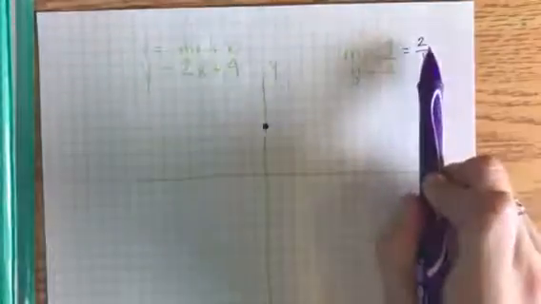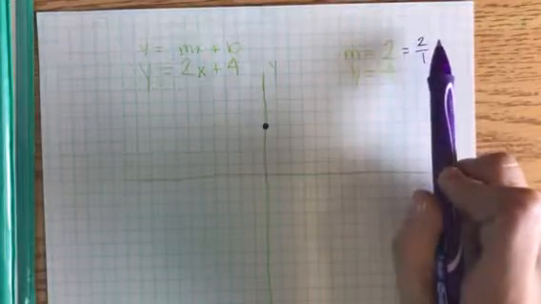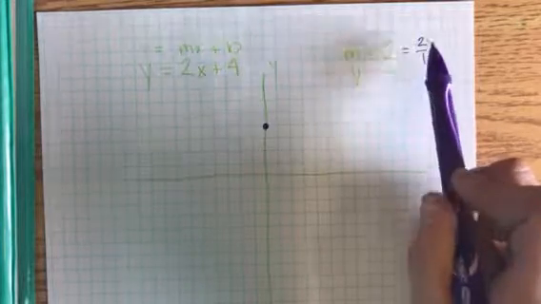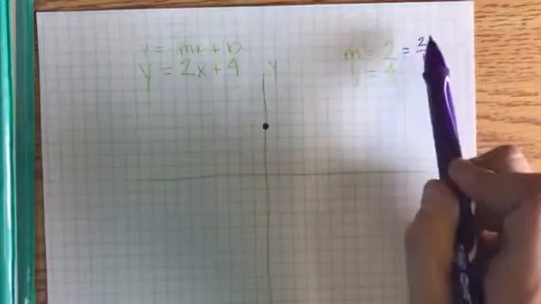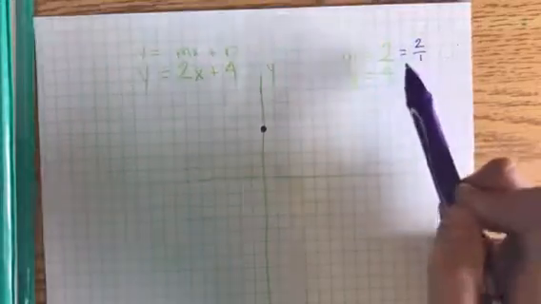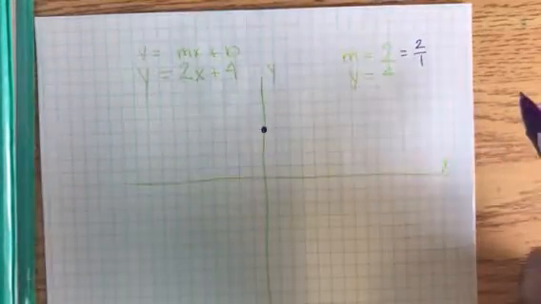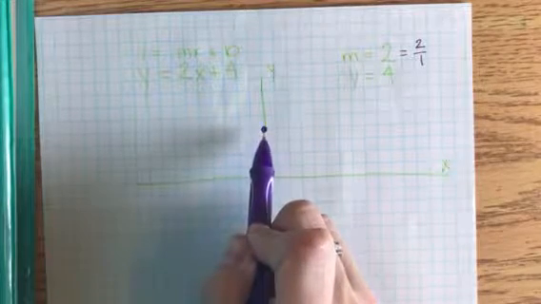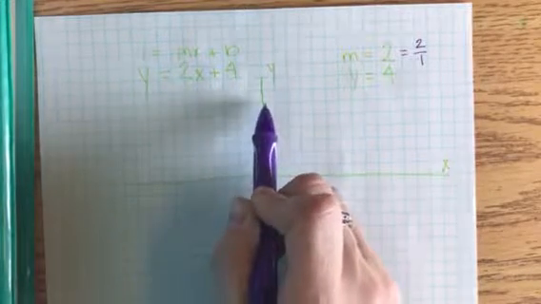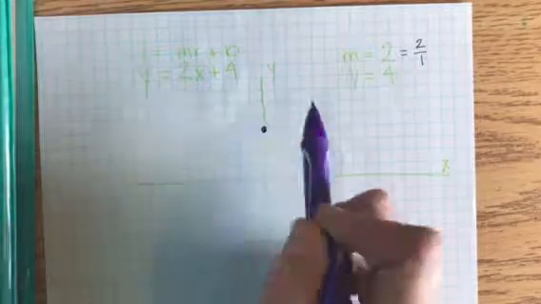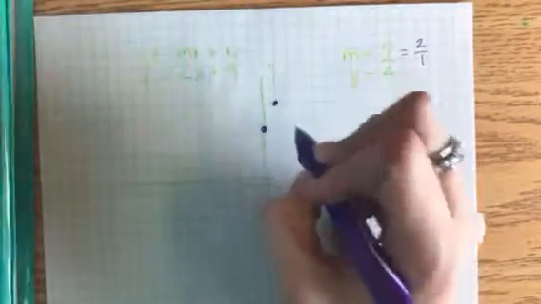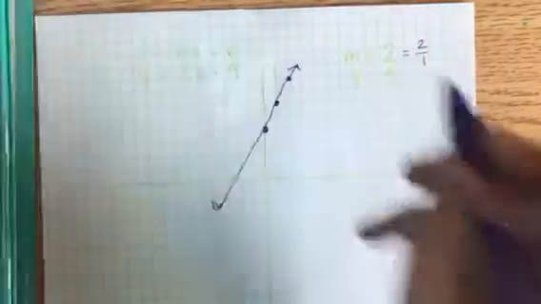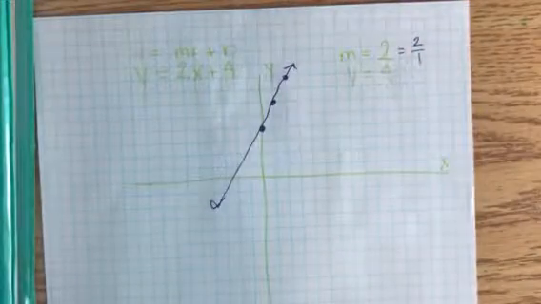The top number tells me how many I'm going to rise, how many I'm going to go up, and the bottom number tells me how many I'm going to go over. If our top number is negative, then that's actually going to be down. If our bottom number is negative, that's actually going to be left. So if I want to plot a slope of 2 over 1 from the point I made, I'm going to go up 2 over 1, right 1, because it's a positive. You can count that as many times as you want. That's going to give you your equation of the line.